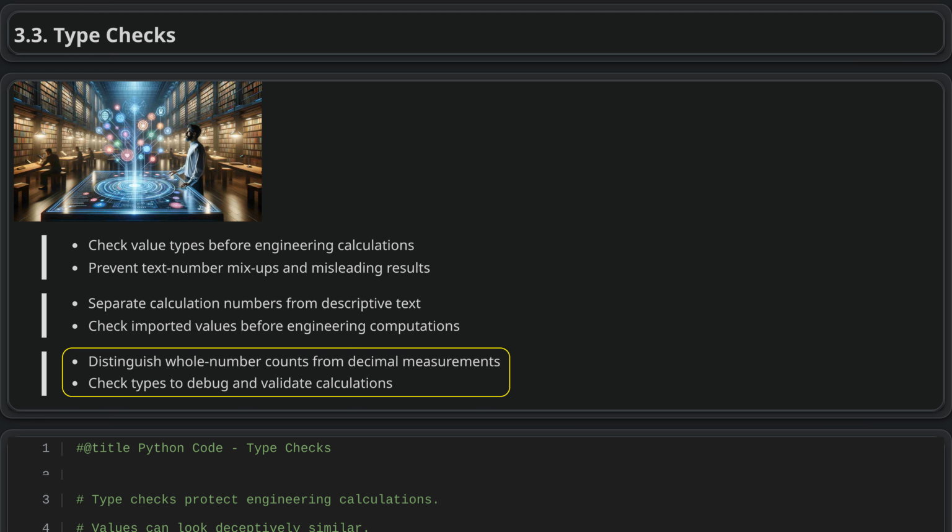Engineers need to distinguish integers from floating point numbers because whole counts and decimal measurements must be handled differently. Checking data types helps confirm that values are being used correctly and can reveal problems such as import mistakes or conversion errors. Regular type checks support more accurate, reliable calculations and better debugging habits.